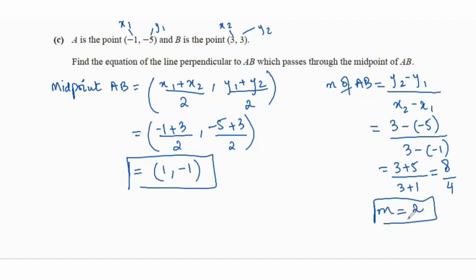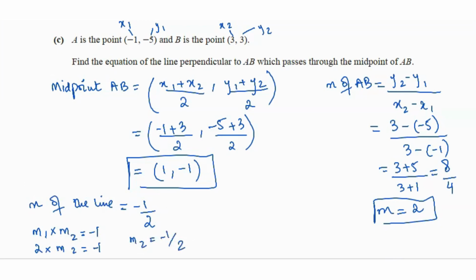So now that we have m of AB, since this line is perpendicular to AB, the gradient of the line would be -1 over 2. Why? Because if you remember the condition m1 times m2 equals -1, 2 times m2 is -1, which means m2 would be -1 over 2. So now that we have the gradient, we have our point.